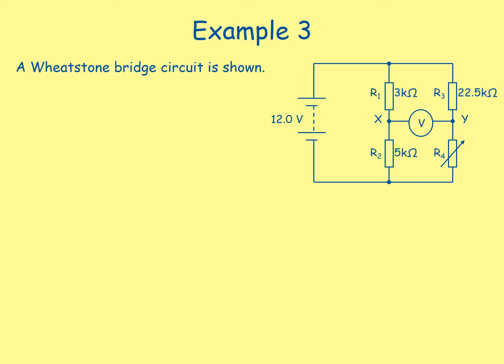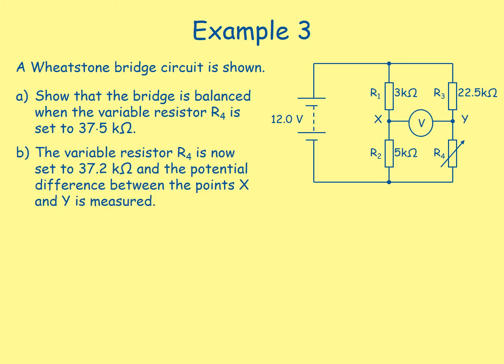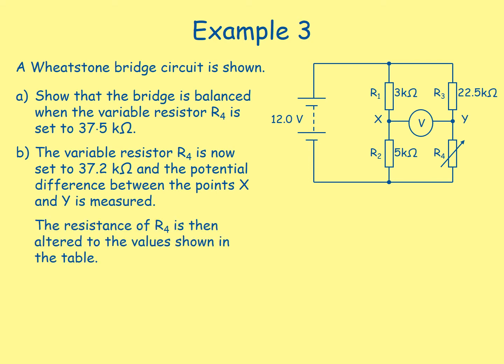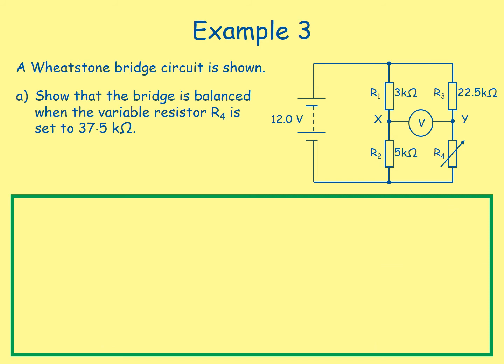Example 3. A Wheatstone bridge circuit is shown. A. Show that the bridge is balanced when the variable resistor R4 is set to 37.5 kiloohms. B. The variable resistor R4 is now set to 37.2 kiloohms and the potential difference between the points X and Y is measured. The resistance of R4 is then altered to the value shown in the table. Complete the table to show the voltmeter readings, including sign, that would be obtained for each of the remaining resistance values. First, let's have a go at part A.